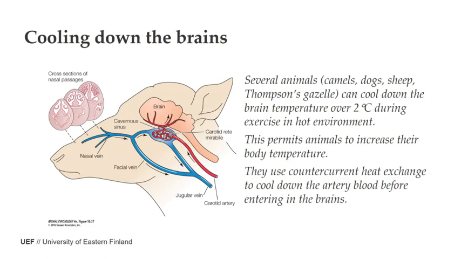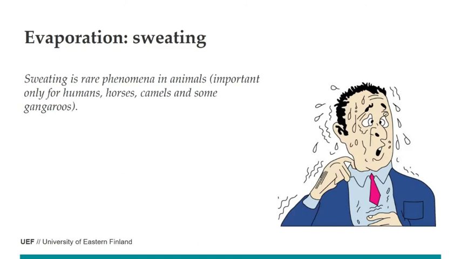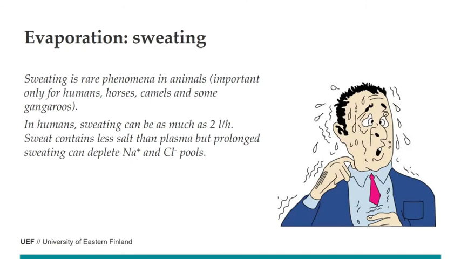But then we have this evaporation, like for example sweating. Okay, it's quite a rare phenomenon. We do it, horses do it. Camels, some kangaroos, not all the mammals, and none of the birds. And the problem in the sweating is that we are losing a lot of water. In humans, the maximum can be 2 liters per hour. And also, although the sweat contains much less salt than the plasma, the prolonged sweating is depleting sodium concentration, chloride concentration in the blood.